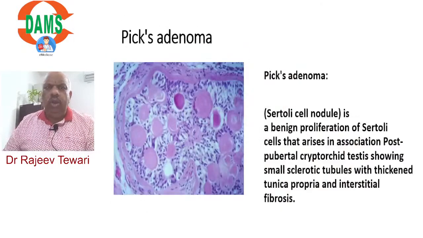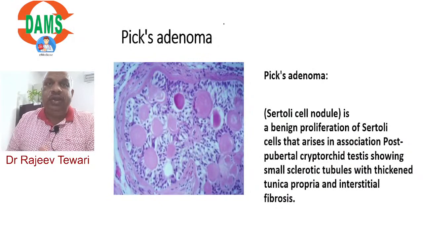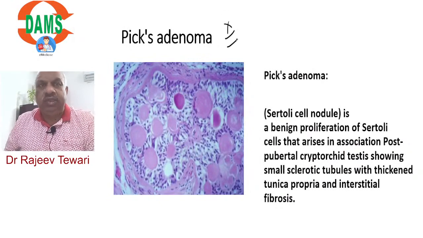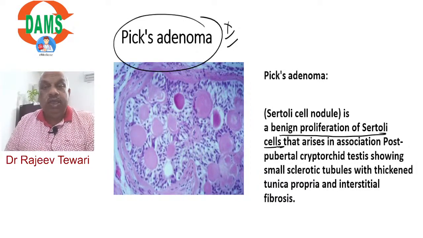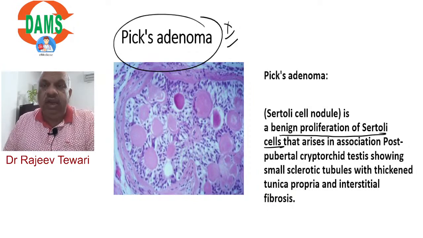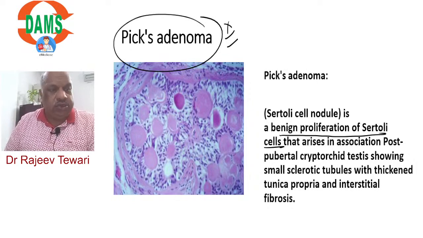One more nodule in testis. This is not yet a question, but maybe in future they'll ask this. Pick's adenoma. Pick's adenoma is a benign nodule of Sertoli cells, seen in certain benign conditions as well as in undescended testis. So this is a sclerotic tubule and Pick's adenoma, that is a Sertoli cell nodule.